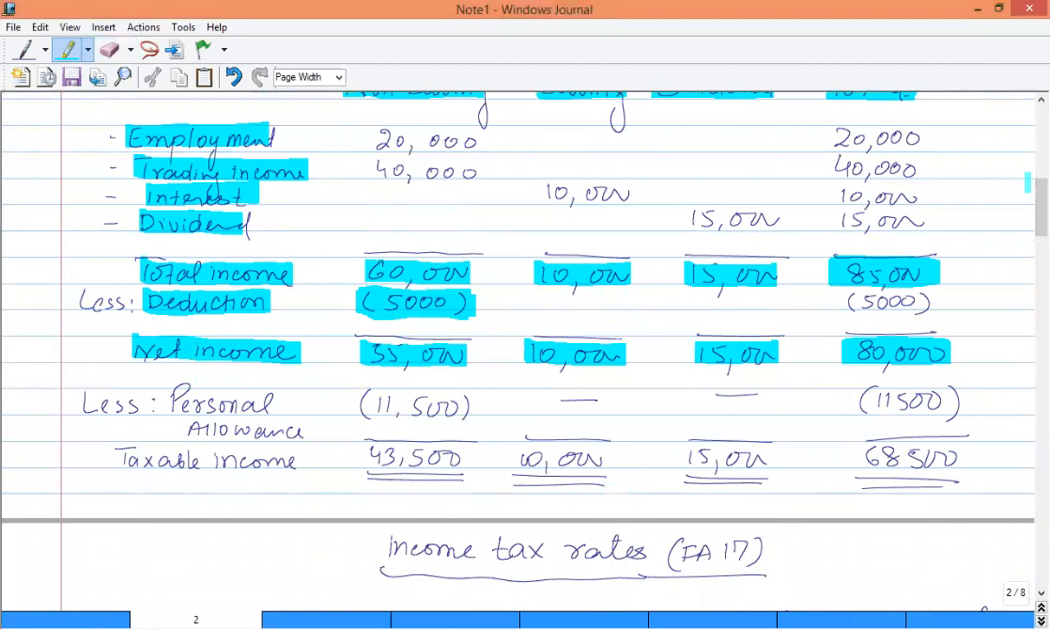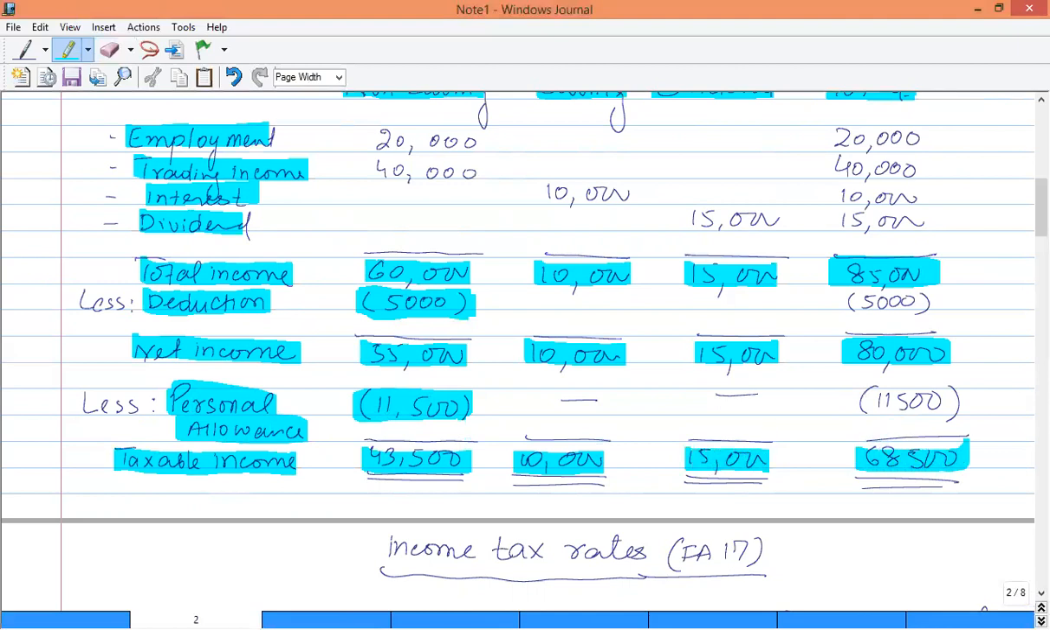An individual who is earning income less than 100,000 can claim a personal allowance of 11,500 in this tax year, and this is a type of tax-free income. It means up to 11,500 you don't need to pay tax. So after deducting 11,500 from net income, the taxable income is 43,500 non-saving, 10,000 saving, and 15,000 dividend. And finally, the total taxable income after deducting personal allowances is 68,500.